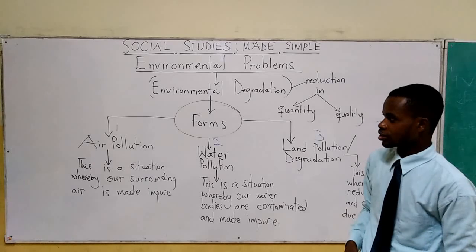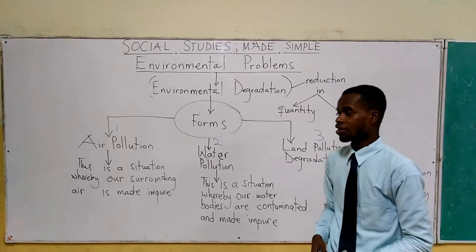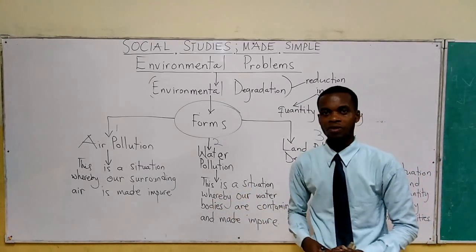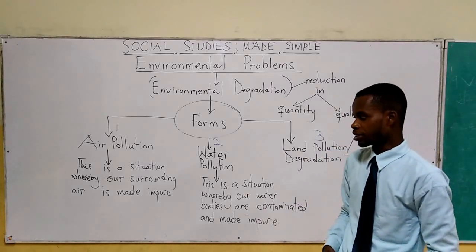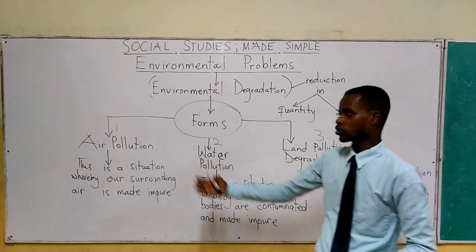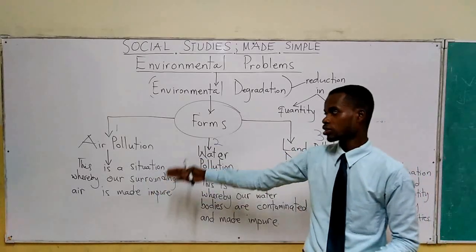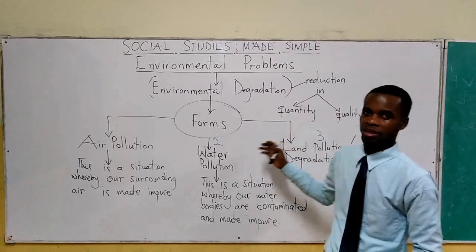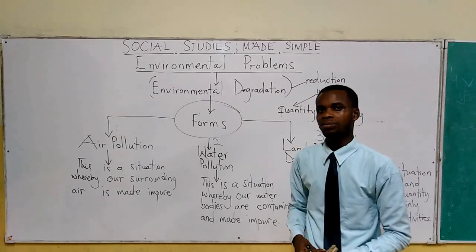Viewers, in today's lesson, we'll be looking at environmental problems, environmental degradation. We'll look at the 3 forms of environmental degradation. We'll define them appropriately, and we'll be able to also mention the activities that cause these forms of pollution. And I believe that when you go through your textbook, you can have more examples.